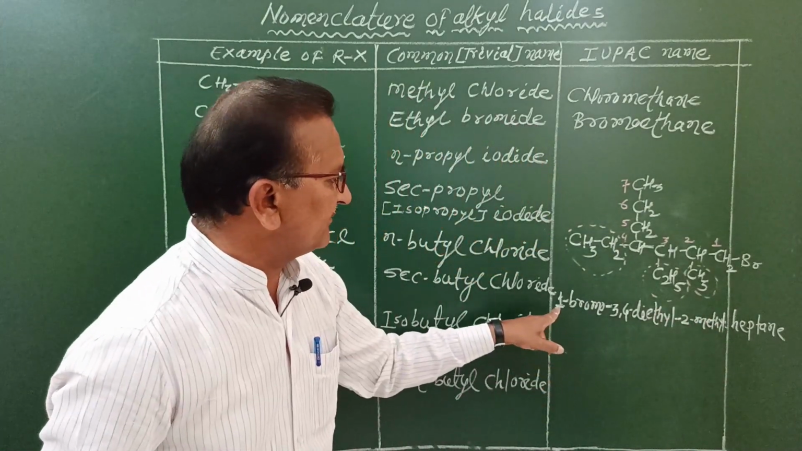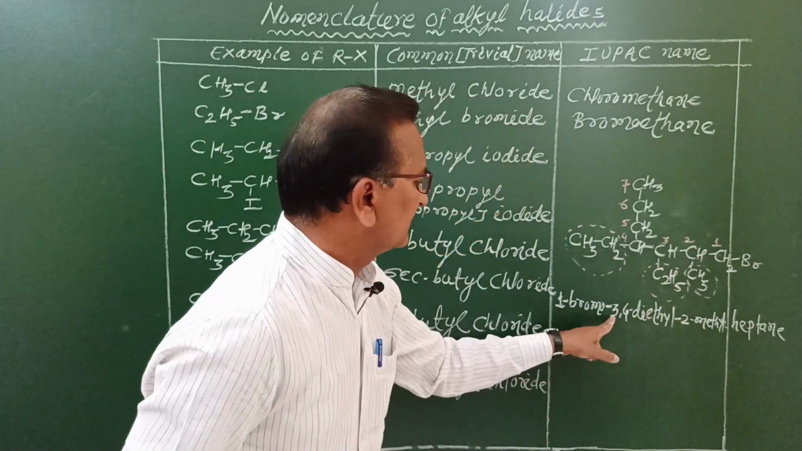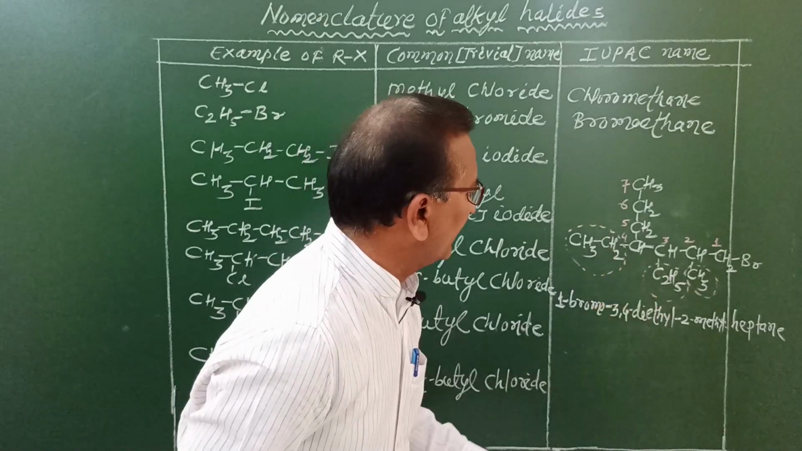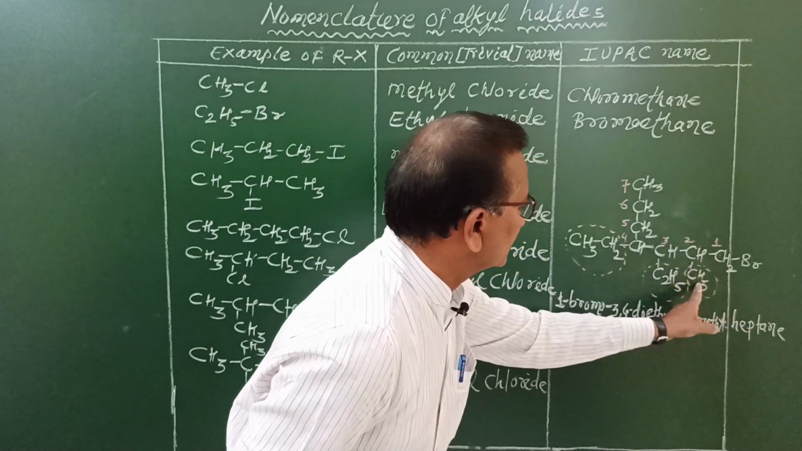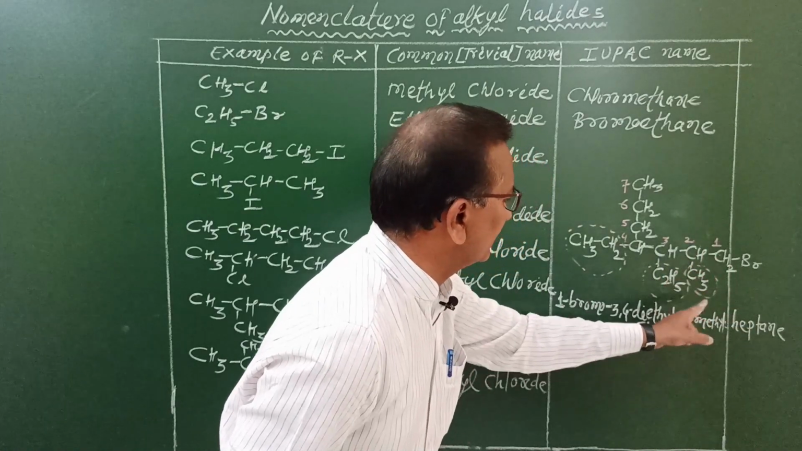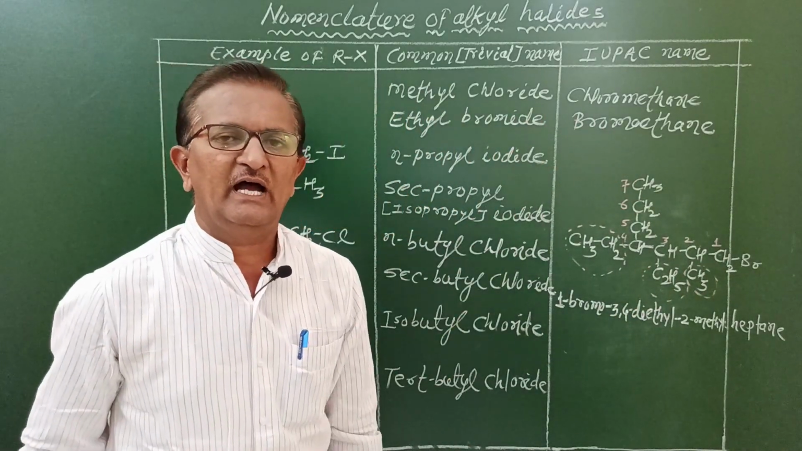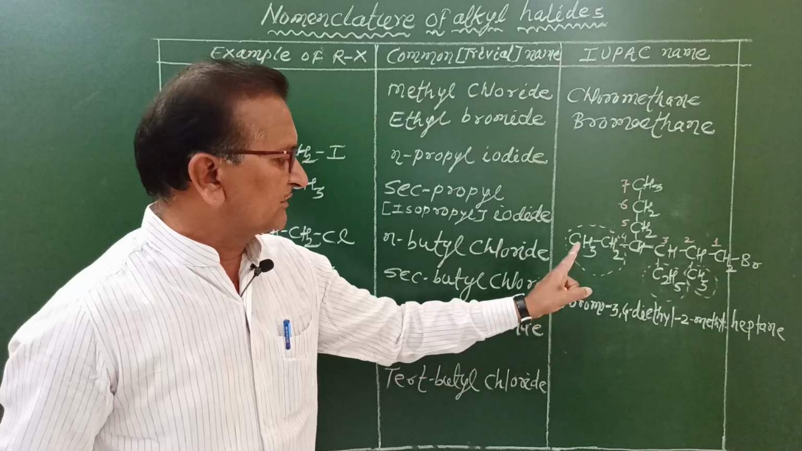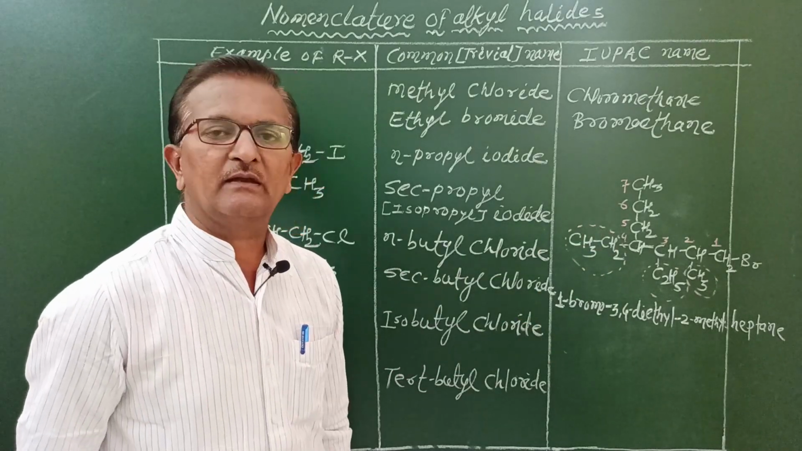So the word is the complete name: 1-bromo, since the bromine atom is bonded to carbon number 1, 3,4-diethyl, 2-methyl, since the methyl group is bonded to carbon number 2, heptane. So this is the complete IUPAC name of the compound: 1-bromo-3,4-diethyl-2-methylheptane.